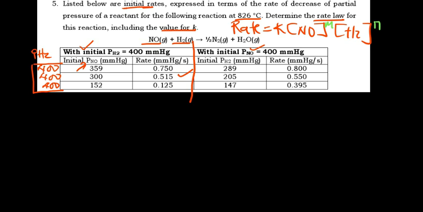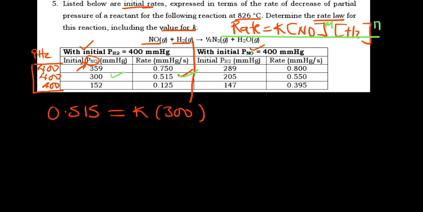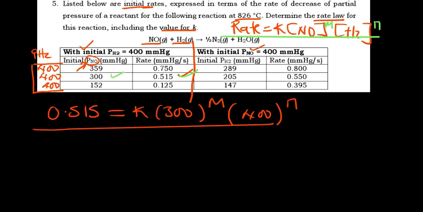For the very first one, rate 2 will be divided by rate 3. For the second one, the values we have are 300 and 0.515. Substituting in that equation, our rate was 0.515 equal to constant K, for the nitrogen oxide 300 to the power m, and for hydrogen, constant at 400, to the power n. Divided by the third one, where the rate was 0.125 equal to K. Let me be careful in terms of what is happening there.